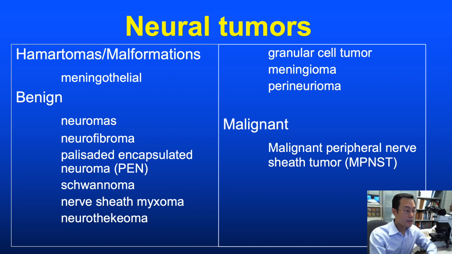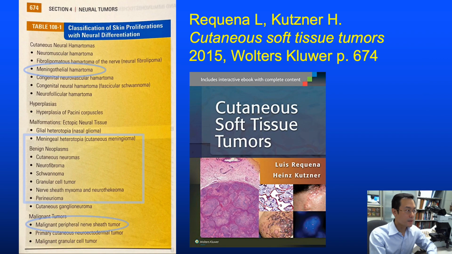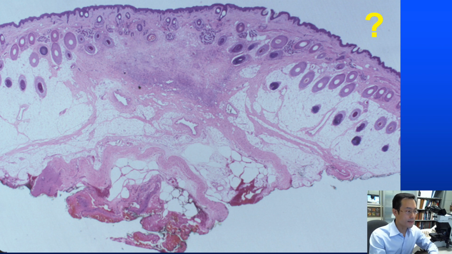I'm planning to cover the following entities in varying degrees of detail. To keep it in perspective, a more comprehensive list and classification of neural tumors would look more like this. So the ones that I'm covering are the ones highlighted in gray. And this is from the excellent Cutaneous Soft Tissue Tumor book by Luis Requena and Heinz Kutzner. No conflicts of interest, just great colleagues. So here we go. Am I starting in order of the classification, or am I starting with most common tumors first?